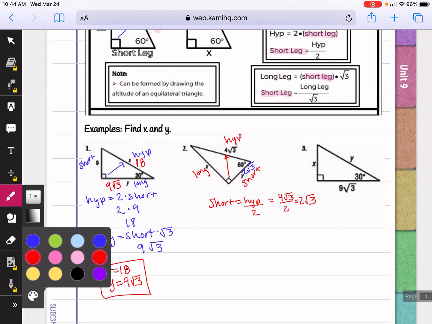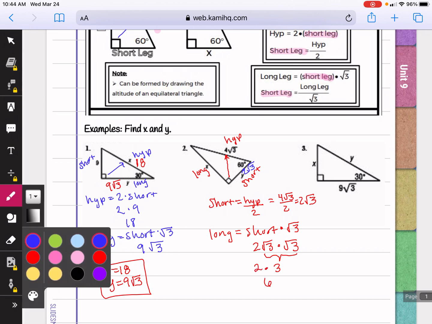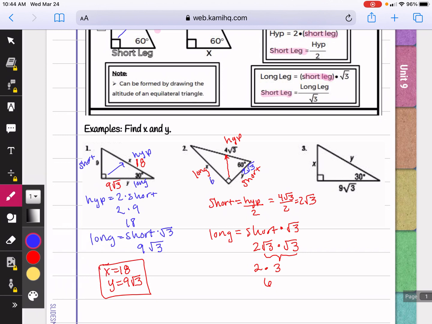Now that we know the short leg, we can find the long leg. The formula for long leg is short times square root of 3. So we're going to do 2 square root of 3 times square root of 3. Square root of 3 times square root of 3 is 3. So here our answer would be 6. So for this question, x is equal to 6 and y is equal to 2 square root of 3.